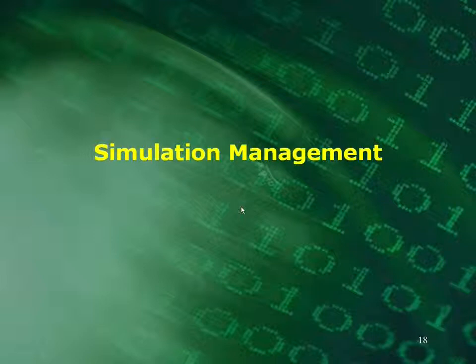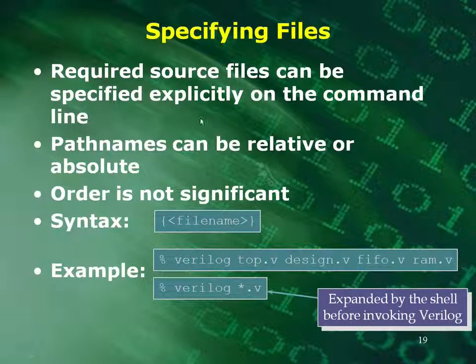Talk a little bit about simulation management now. Required source files can be specified explicitly on the command line, and path names can be relative or absolute, and the order is not significant. So here's syntax, and here is an example or two where we've included each file on the command line, or you could say *.v, which would make your OS shell include all of the .v files.